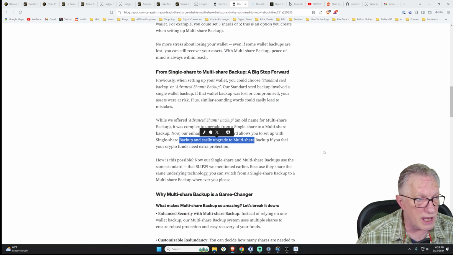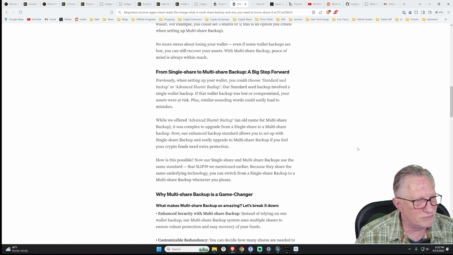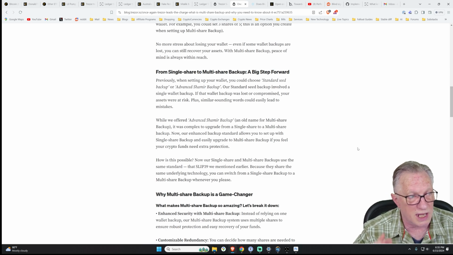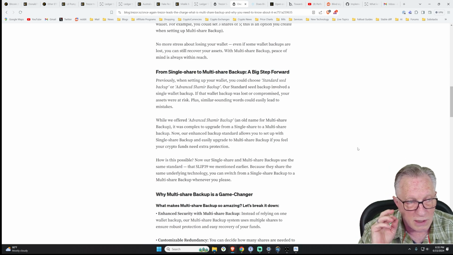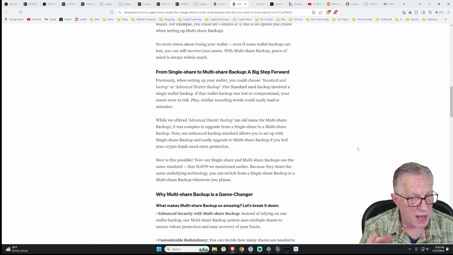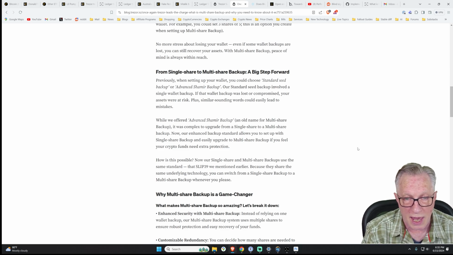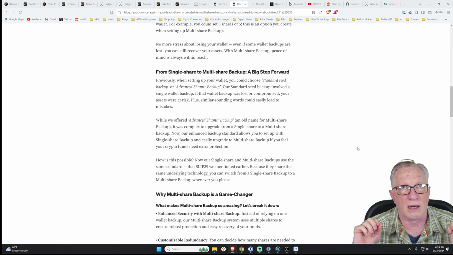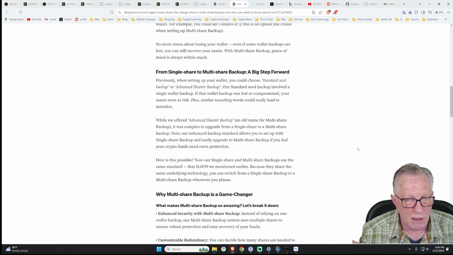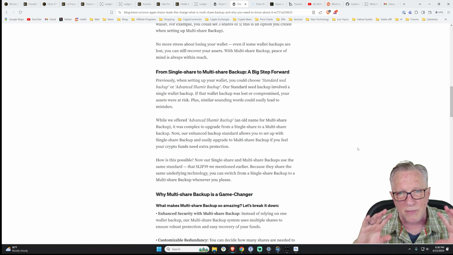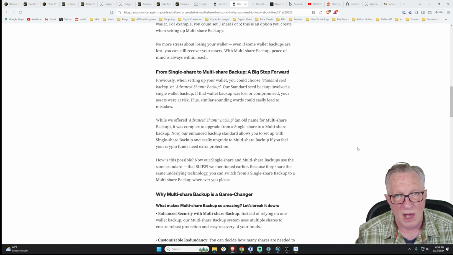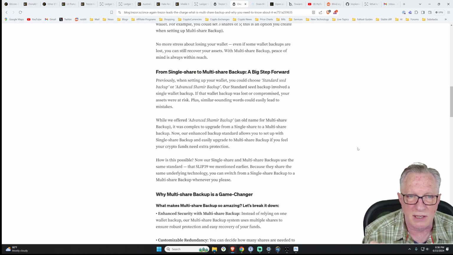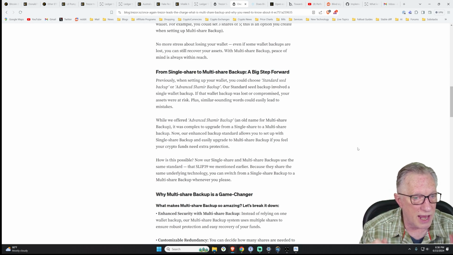Now, this is really innovative, right? A lot of people can't wrap their head around this stuff, but this is really interesting that you can convert a single share backup to a multi-share backup. And then we still have those same protocols. So when I have a multi-share backup, I can create seven pieces. And if someone finds one of those pieces, they won't be able to gain access to the crypto.